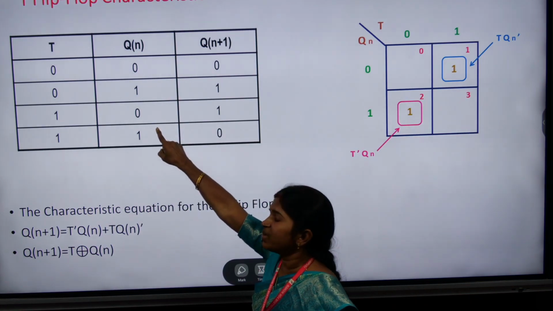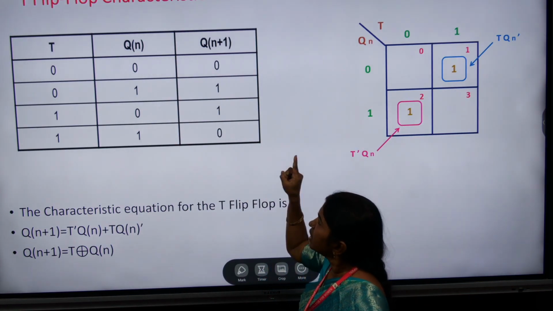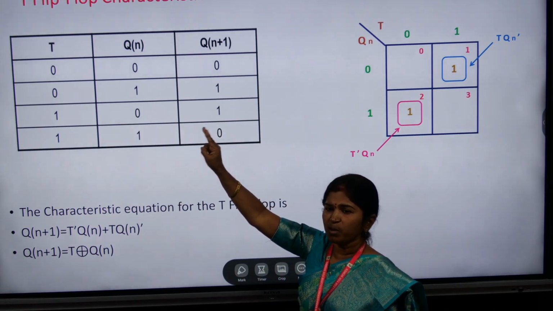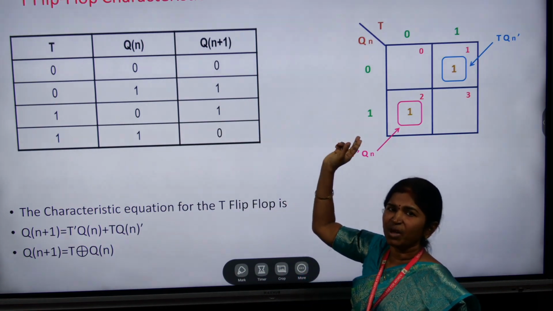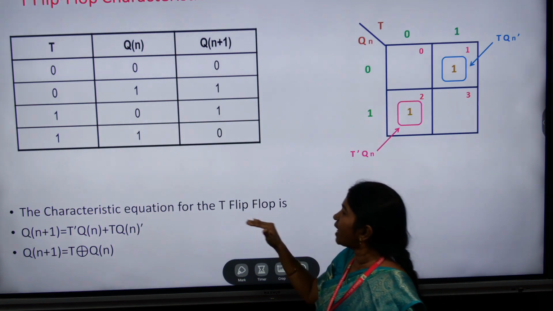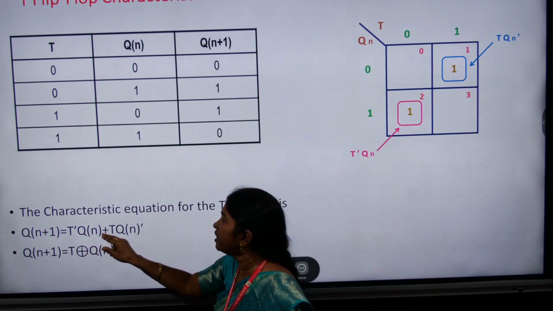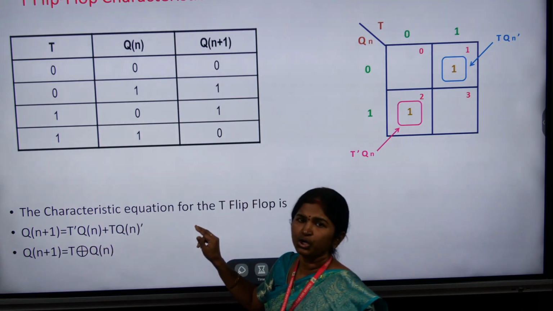That is, in the present state we are having the value as 0, 1 and it is shown as 1, 0 in the next state. So here there are two inputs. So we will draw the K-map for the two variables only, T versus Qn. Now I am getting the characteristic equation for the T flip-flop as Q of n plus 1 is equal to T bar into Q of n plus T into Qn bar.